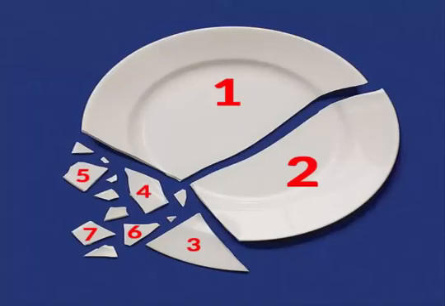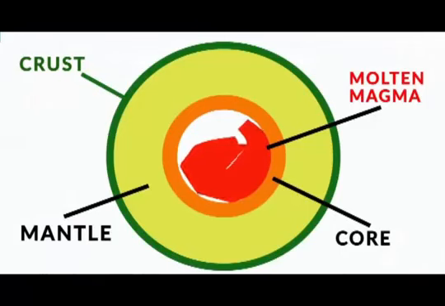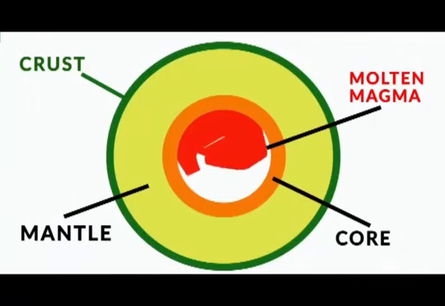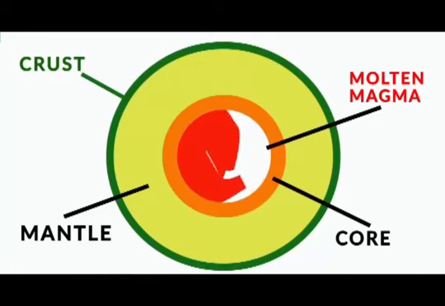These plates are broken into small sections, as you can see in the figure. These plates move around very slowly, just a few millimeters each year. Now, what makes them move? It is because of the molten magma inside the Earth. The molten magma inside the Earth moves in a circular manner. This causes the movement of the plates, and hence the plates cause changes on the surface of the Earth.